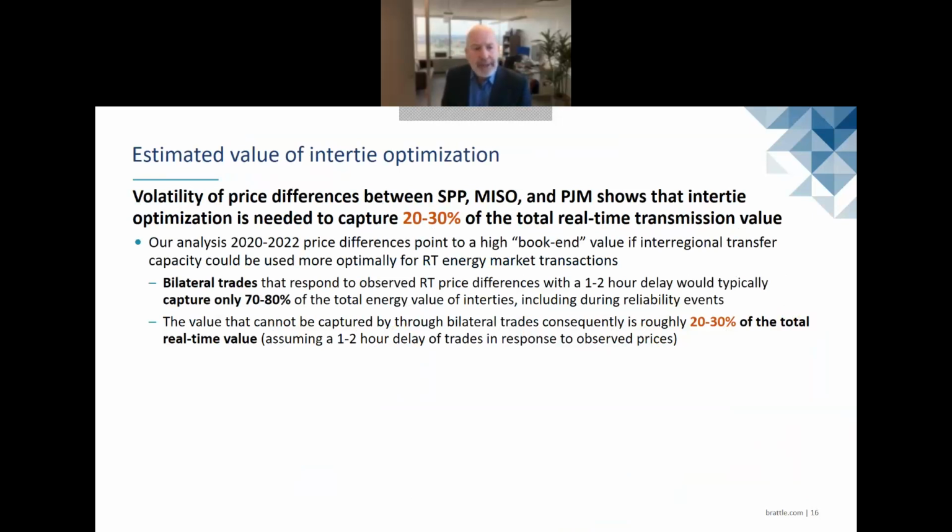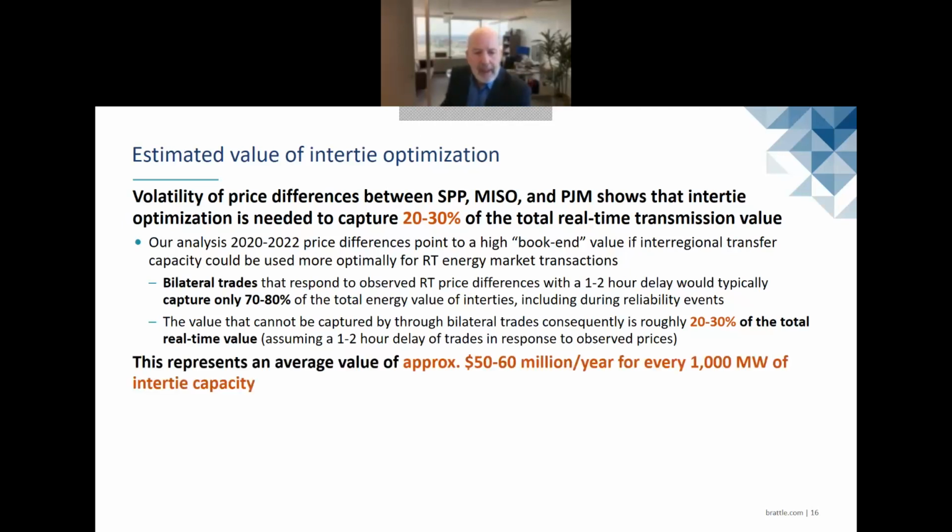We have done our own analysis of the volatility of price differences between SPP, MISO, and PJM. And we found that if you have to trade between these markets with a 1 or 2 hour delay of either price forecasts or trading schedules, bilateral trading schedules, you can only capture about 70 to 80% of the value in real-time market. In other words, the existing system loses between 20 and 30% of the total real-time value, assuming you can trade with a 1 or 2 hour delay in response to observed market prices. That means it's about 50 to 60 million per year for every 1,000 megawatts of intertie capacity.